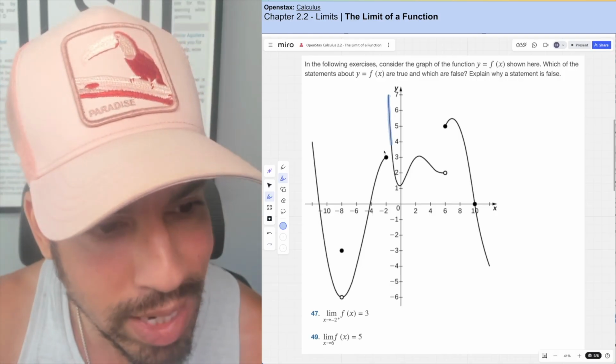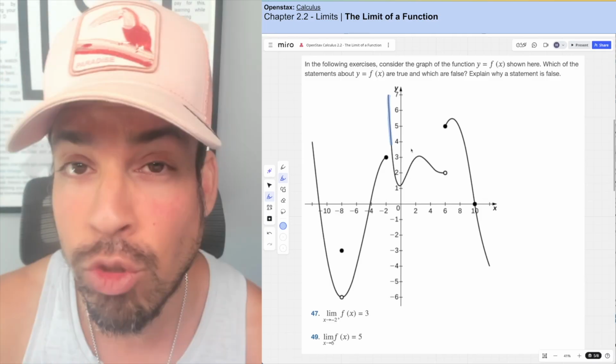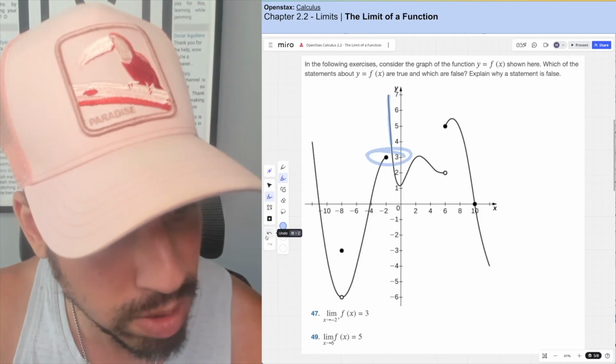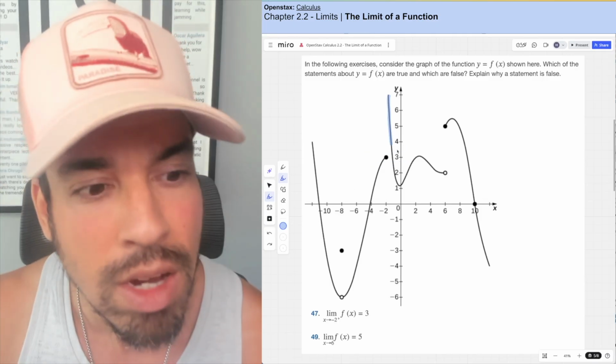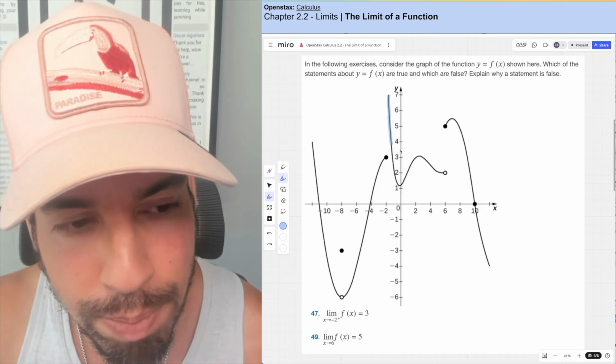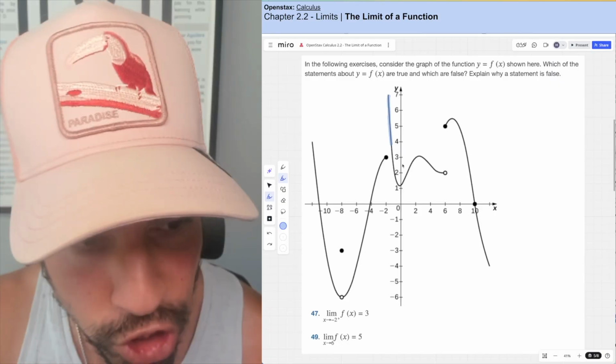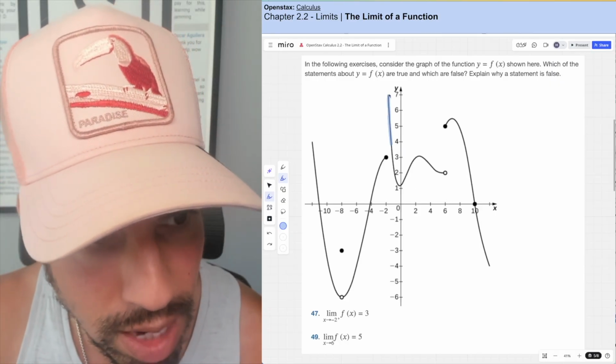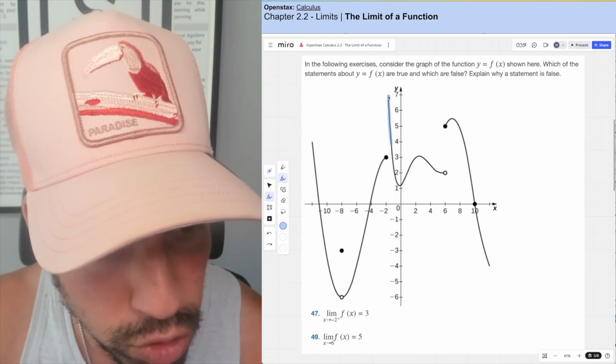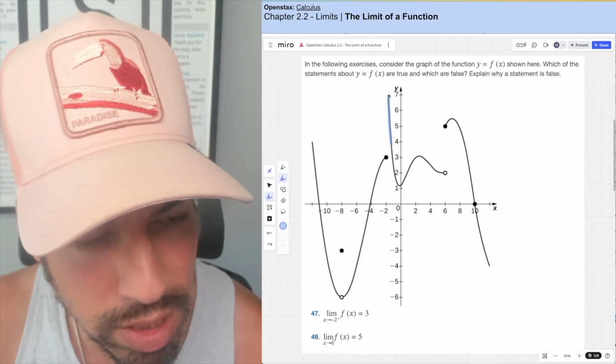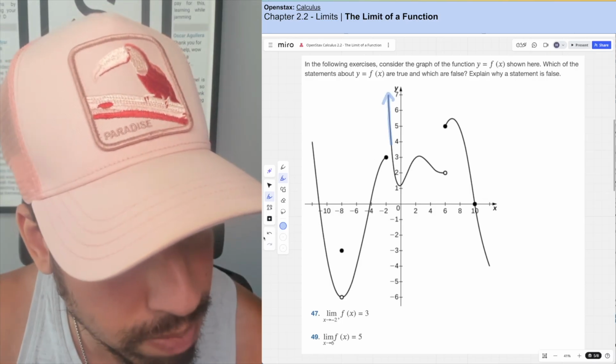Now, right at negative 2, there's a break. And the actual function value at negative 2 looks to be 3. But that's not what they're asking. They're asking, what is this approaching? What value is it approaching from the right-hand side? And it looks to be approaching 7. Now, I can't tell if there's an asymptote here and there's an arrow going up forever and ever.